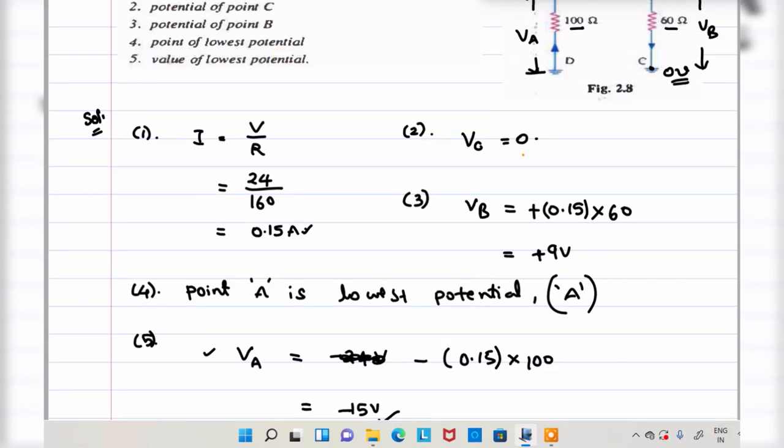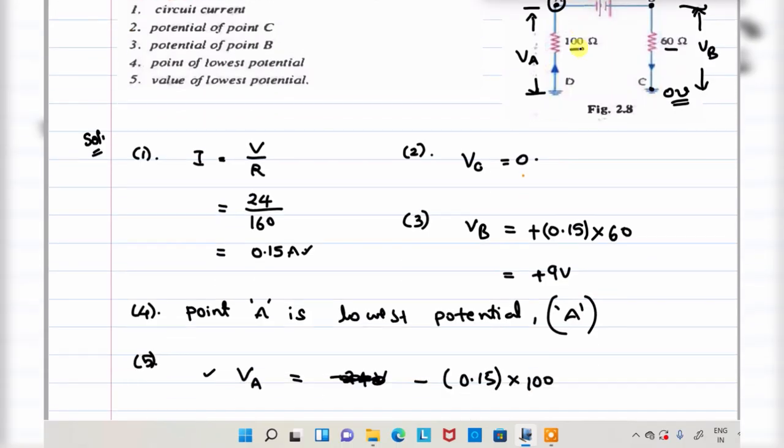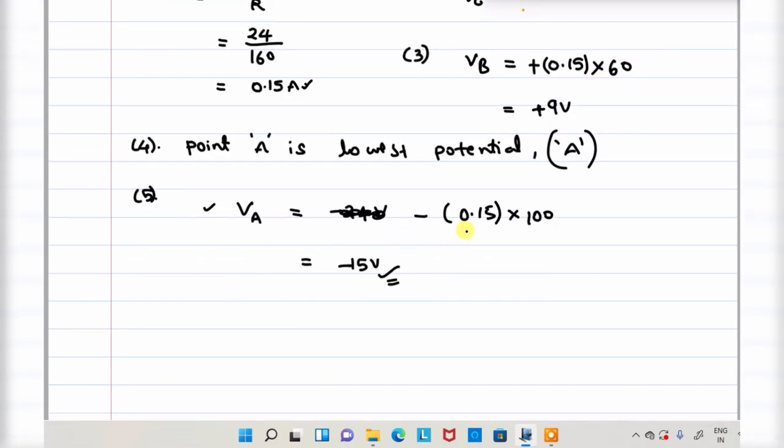Once again, I will repeat the fourth and fifth bit. Carefully listen. Point of lowest potential means point A is connected to the ground, but it is connected to the negative terminal of the battery, right? So that's why with respect to ground, it is a negative potential. That's why it is the lowest point. Next, the value of lowest potential with respect to ground: the current flowing through this 100 ohm resistance is 0.15. Apply Ohm's law. V is equal to IR, minus 0.15 into 100, that is minus 15 volt.